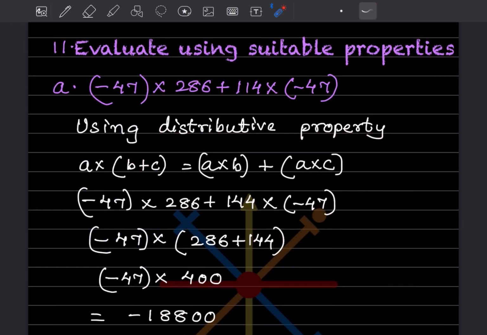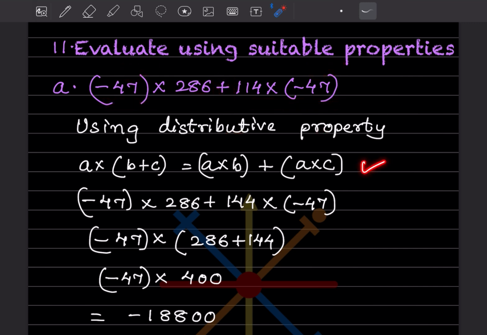Evaluate using suitable properties. So now there are different properties, distributive property, associative, and so on. Whenever you look here, this is multiplication and there is a plus sign in between, again a multiplication. And you can see this 47 is repeating, minus 47 is repeating. So this will be the distributive property.